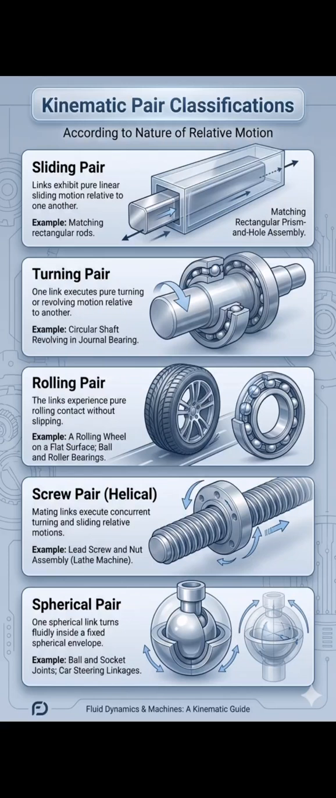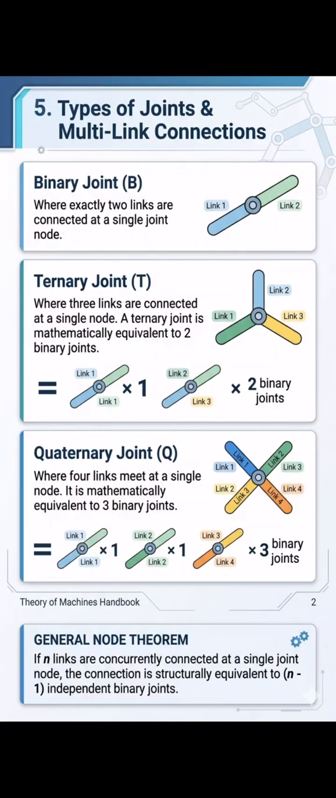Car steering linkage. Types of joints and multi-link connections. Binary joint: exactly two links are connected at a single joint node. Ternary joint: three links are connected at a single node, and a ternary joint is mathematically equivalent to two binary joints. Quaternary joint: four links meet at a single node, and it is mathematically equivalent to three binary joints.